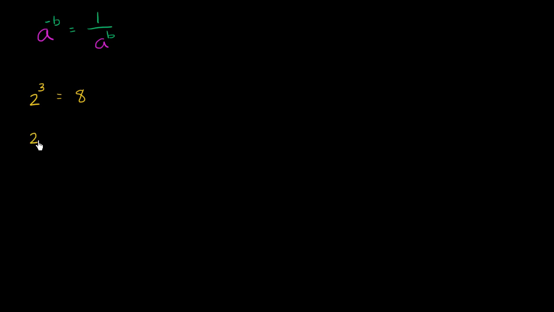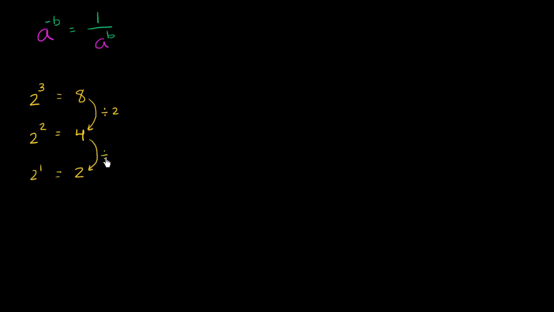Now, what about 2 to the second power? Well, that's going to be 2 times 2, which is, of course, equal to 4. And to go from 2 to the third to 2 to the second power, what happened here? Well, we divided by 2. Now, let's keep going. What about 2 to the first power? Well, that's just 2. And once again, to go from 2 squared to 2 to the first power, we divided by 2.